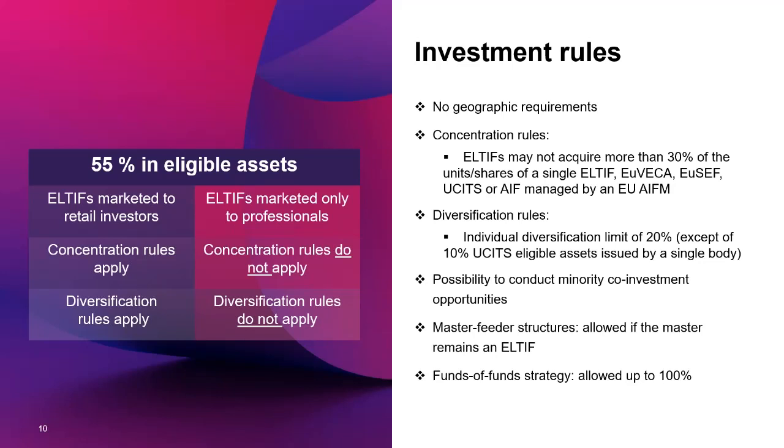For ELTIFs marketed to retail investors, diversification and concentration rules must be complied with. In a sense, the diversification rules provide that an ELTIF may not invest more than 20% of its capital into any single undertaking, fund, or real asset, or securitization vehicle, or may not invest more than 10% of its capital into UCITS eligible assets issued by a single body. The concentration rules provide that the ELTIF may not acquire more than 30% of the shares or units of a single ELTIF, an EU AIF managed by an EU AIFM or UCITS.